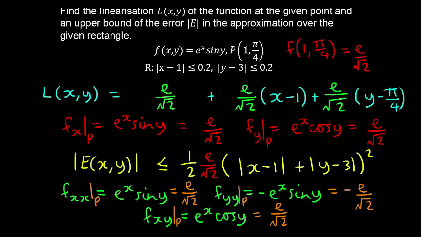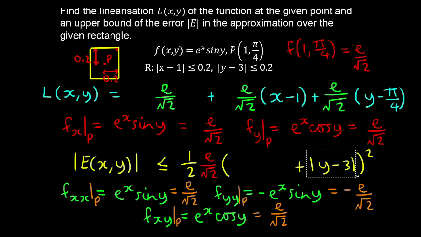And to obtain the upper bound over this rectangle, which restricts the region where we find the linear approximation, to obtain a desired accuracy. So if this is the point P, our x coordinate and y coordinate of the nearby point must be within this rectangle, having a half width of 0.2 for both dimensions. So we'll just replace these absolute values by 0.2. And calculating this out, we get the upper bound for the error being 0.15.